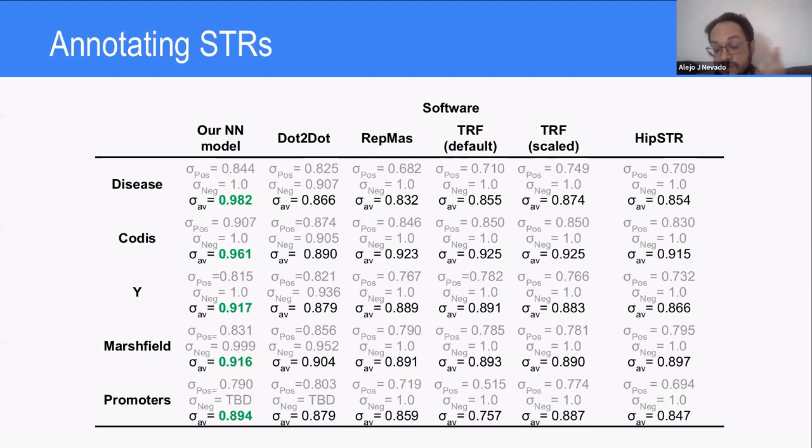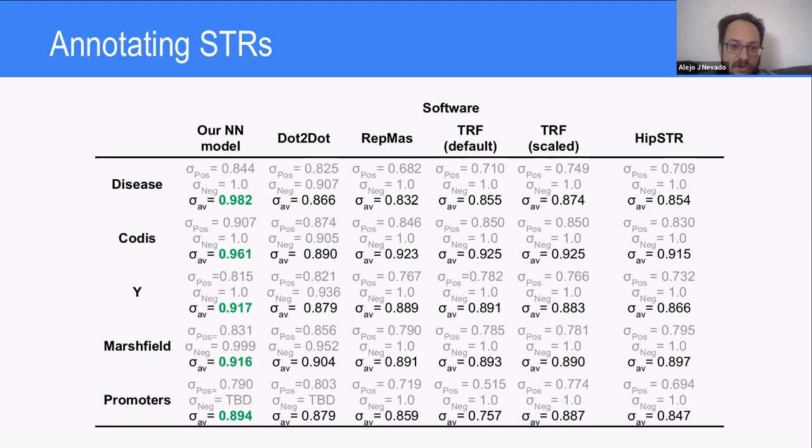Each one of the columns is a different method. The neural network method that we trained is the first column. And in each one of the cells, you have 3 different values. This is a coefficient that indicates how well the location and the length of the repeat you are predicting coincides with the location and the length of the real repeat. And then you have 3 versions of this score. One of them focuses only on the real positive hits, namely how good you are at detecting repeats when there is a repeat. And the negative one, how good you are at saying that there is no repeat in a region of the genome when there is no repeat.